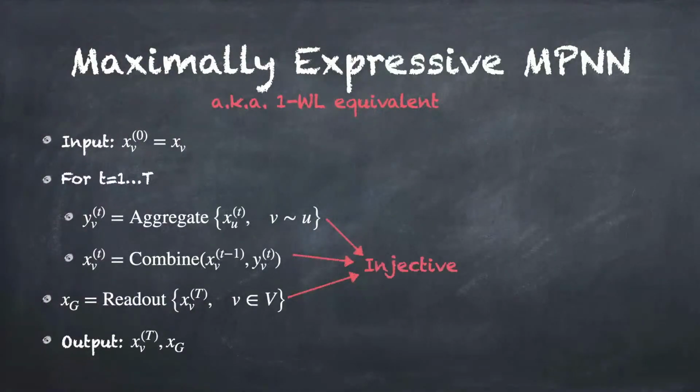In particular, we have the result that message passing neural networks cannot separate graphs that are not separated by 1WL. On the other hand, message passing neural networks which are sufficiently, or maximally, expressive are equivalent to WL. To get this, you need all of the functions along the way to be injective, or at least that's a sufficient condition. So that's, in a way, the motivation for why we're interested in this question.